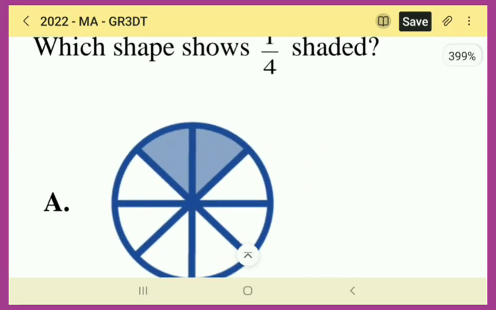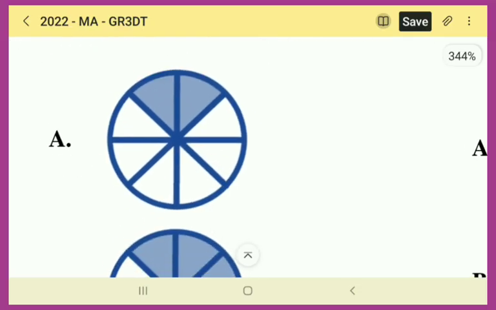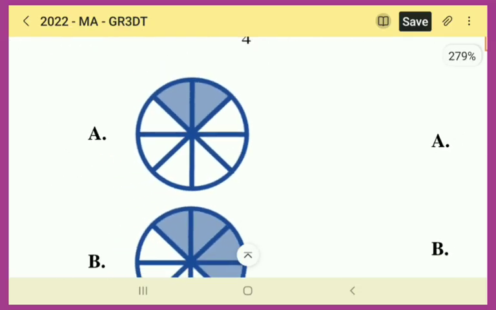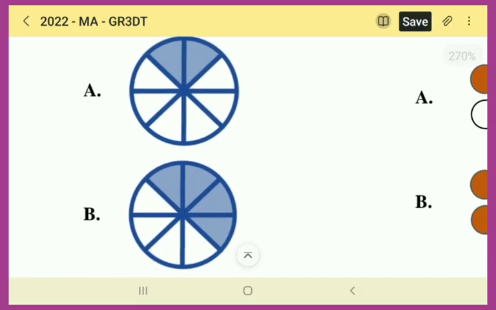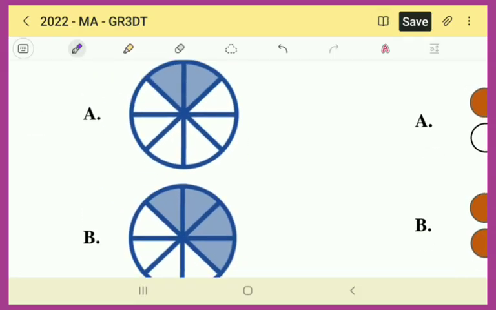All right, number 7. Which shape shows a quarter shaded? All right, 1/4. You might have to do some converting or some reducing to find which is a quarter. So let's look at the first shape in A. 1 2 3 4 5 6 7 8. This one has 8 parts. Of the 8, we have 2 that's shaded.